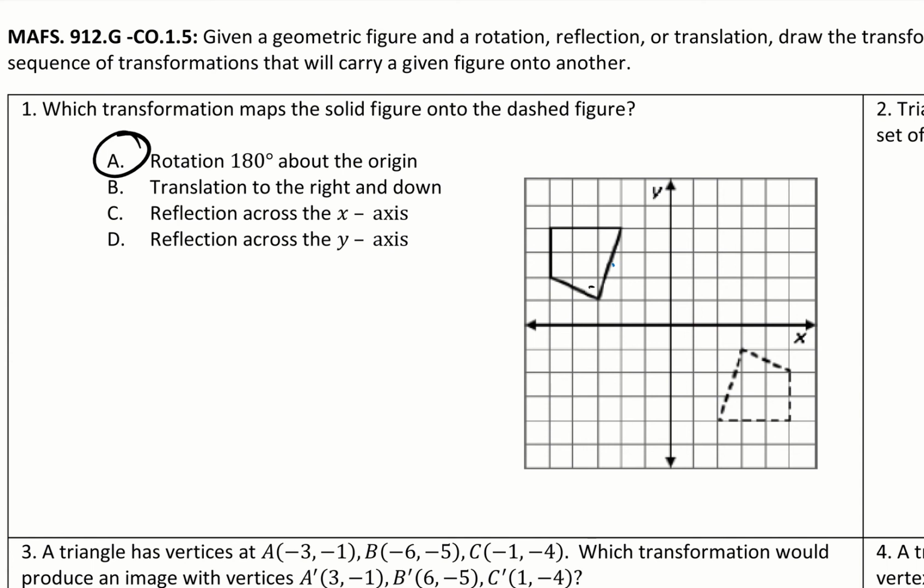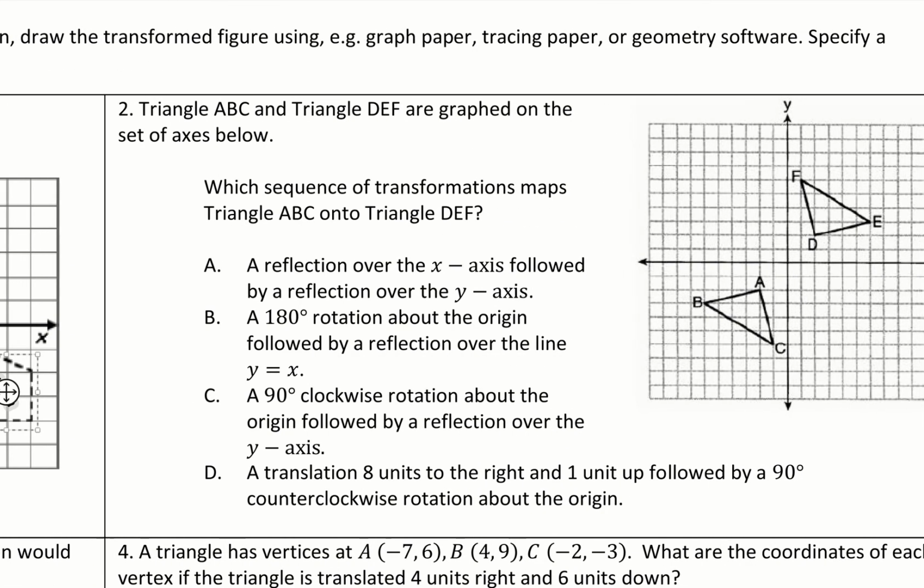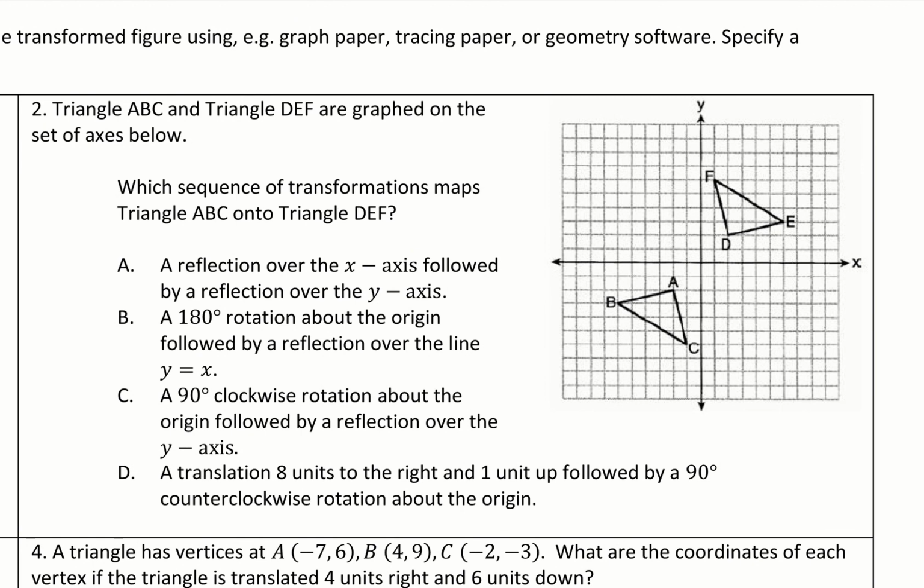Definitely not a translation, because I can't just slide or glide it to get from one to the other. Reflection across the x-axis: if I reflected about x, then it would kind of look like that. Not a really good drawing, but it would look like that, which is not this. If I were to reflect it across the y, then it would look like that, right? And definitely not equal to the one in dashed. So definitely a rotation.